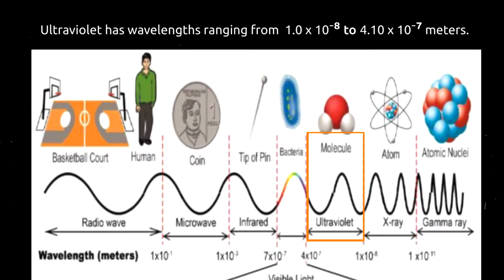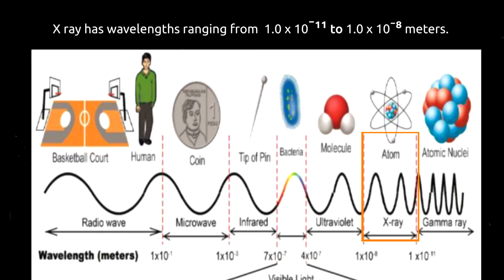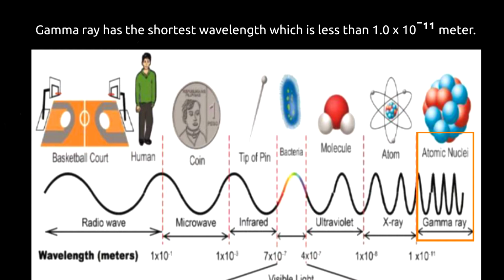Next to violet is ultraviolet light. It is called ultraviolet light because it is beyond violet. Ultraviolet has a wavelength of 1 times 10 to the negative 8 to 4 times 10 to the negative 7 meters. X-ray is 1 times 10 to the negative 11 to 1 times 10 to the negative 8 meters. While gamma ray is the shortest EM wave, which has a wavelength of less than 1 times 10 to the negative 11 meter.